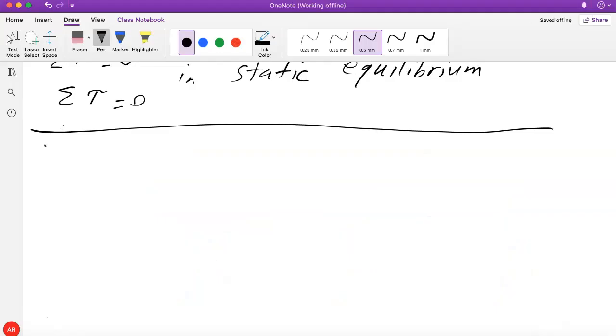All right, so we're back here, so let's try to get more intuition about this. So we want to talk about rolling without slipping.